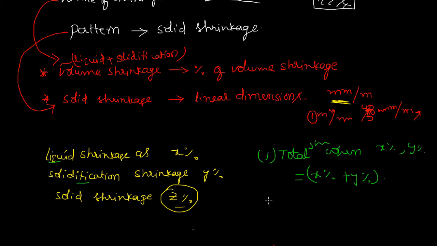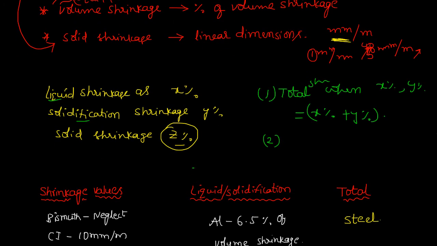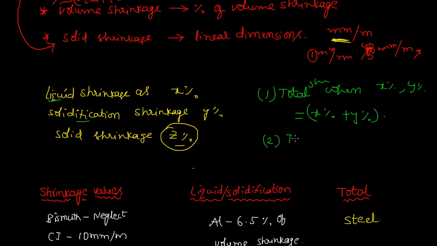The second question, what is the total shrinkage when X%, Y%, Z% are given? These three percentages are given. And what is the shrinkage? You have to first make sure that you find the total shrinkage associated with these both. That means X% plus Y%, and multiply with Z% to get the total value.